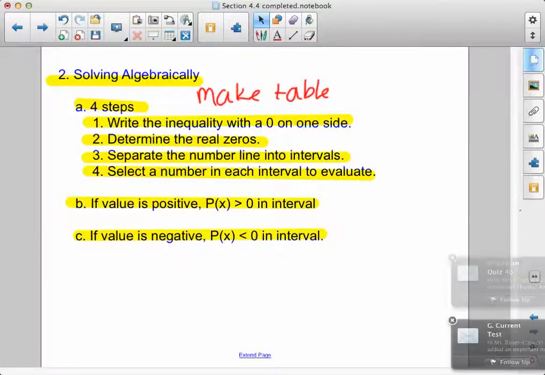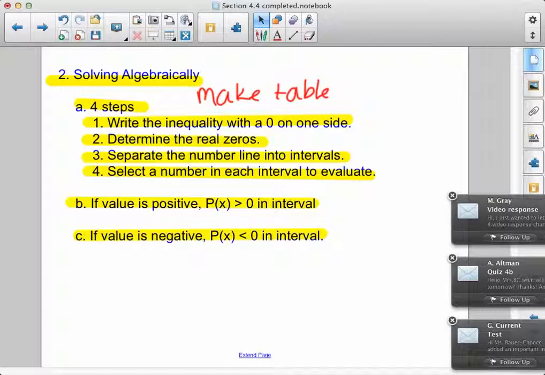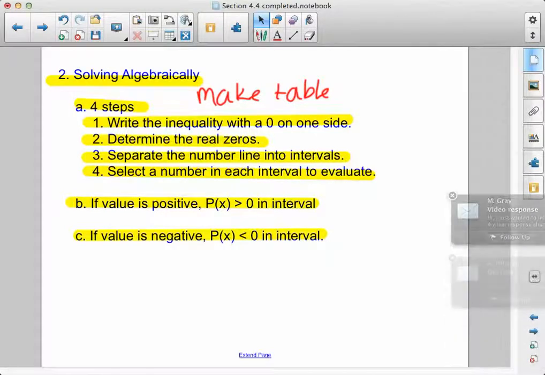Remember, if the y value is positive, that indicates the graph is above the x-axis. And if the y value is negative, that indicates that that interval is below the x-axis. So we're going to go through two examples of solving polynomial inequalities algebraically.